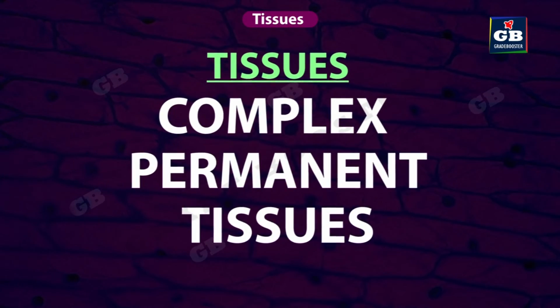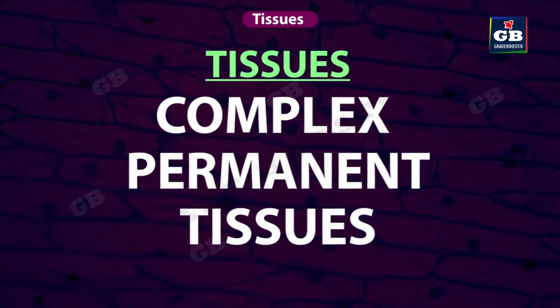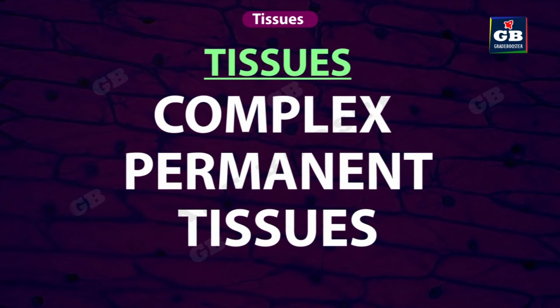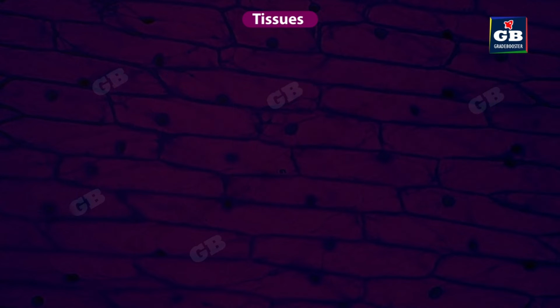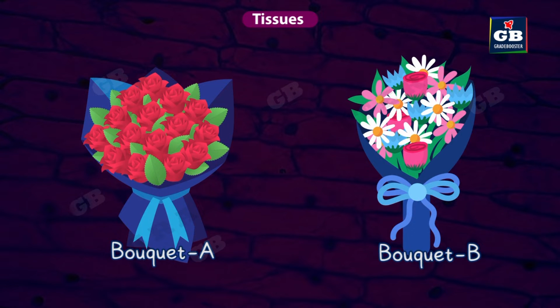Now, let us learn about complex permanent tissues in plants. Do you know what is the difference between simple permanent tissue and complex permanent tissue of plants? Let's see. Here are two flower bouquets. Can you spot the difference between them?